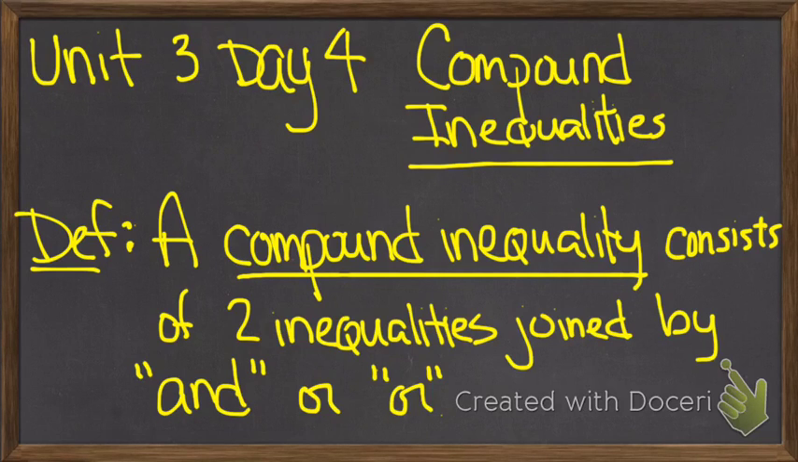So a compound inequality is two inequalities joined with "and" or "or." "And" is true for both, "or" is true for one or the other. Everybody good?